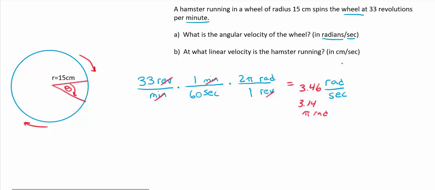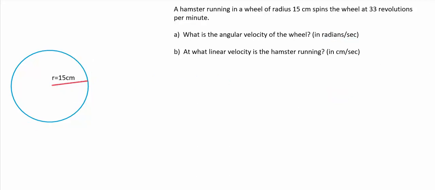Let's go on to question B. Question B is different because it's asking for the linear velocity as opposed to the angular velocity. So this question isn't asking how fast an angle is changing. It's basically asking if the hamster was not in a wheel and he was on flat ground, how fast would he be running? And I'm supposed to give that answer in centimeters per second.